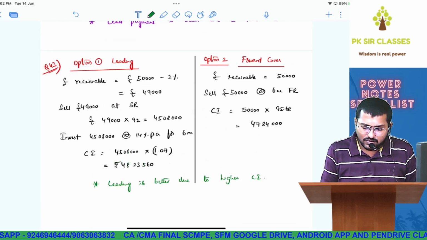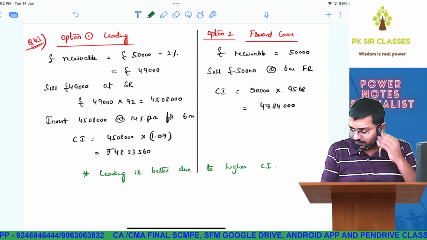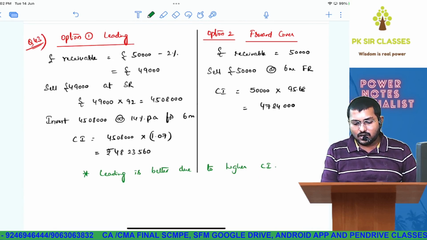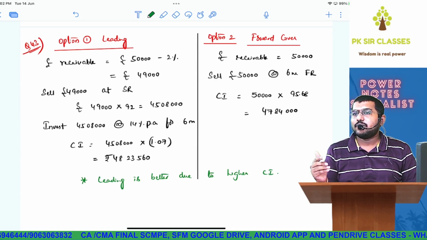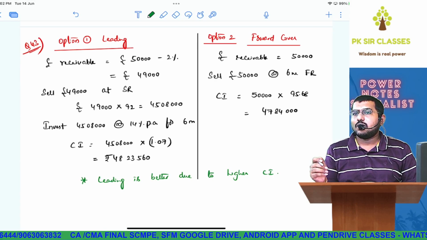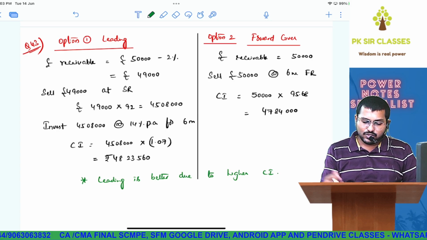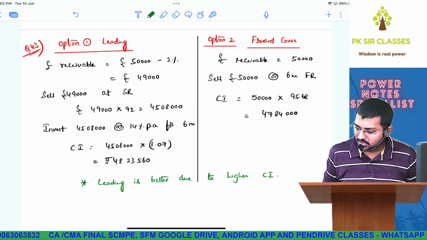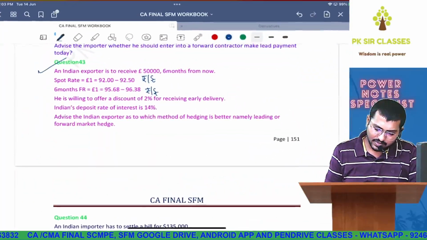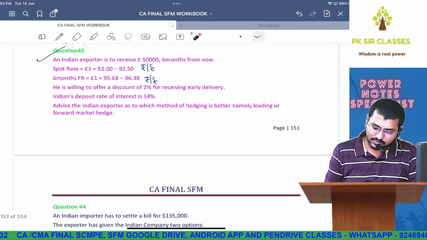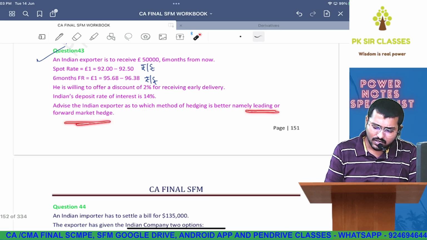Right. Are you guys done with it? Check the answer. Tell me, how many of you have done it correctly? Raise your hands. Almost everyone. Others, you should be in a position to do it. These are all basic sums. So what is the problem all about? It asks which one is better, leading or forward market?